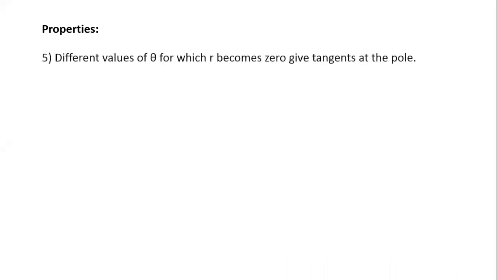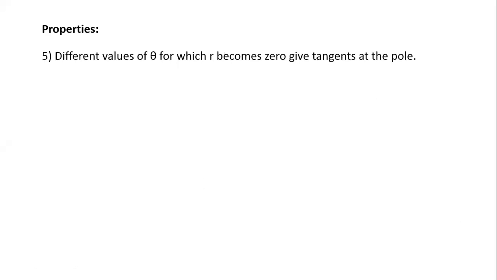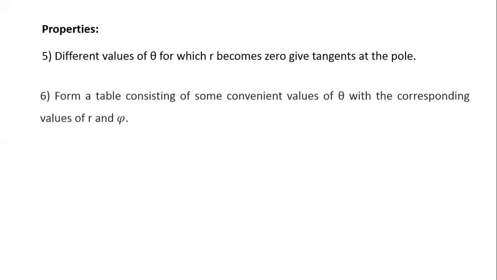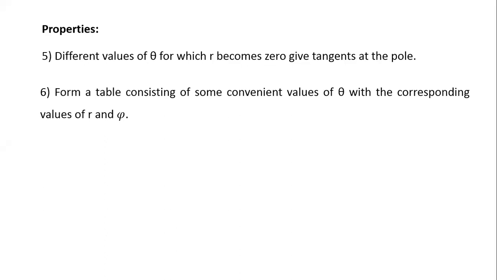Last properties are here. Different values of theta for which r becomes 0 give tangents at the origin. And we have to form a table consisting of some appropriate and convenient values of theta. Corresponding to that, we must find r, and we may take help of phi on some occasions if needed.